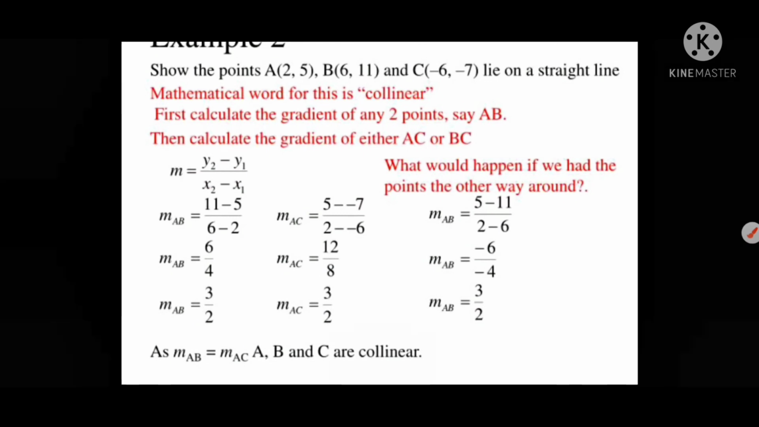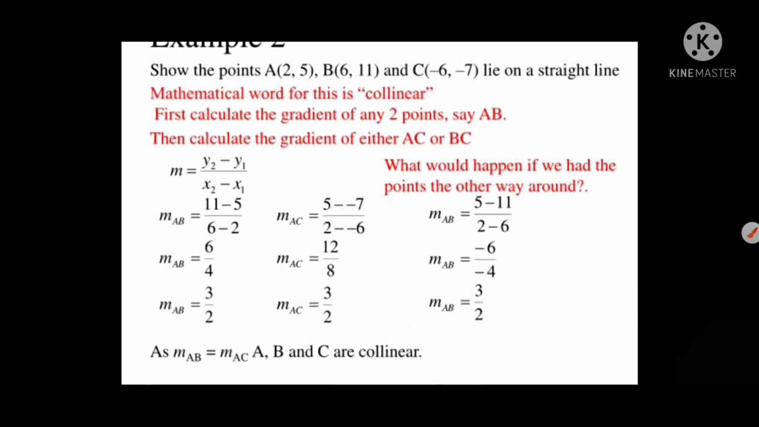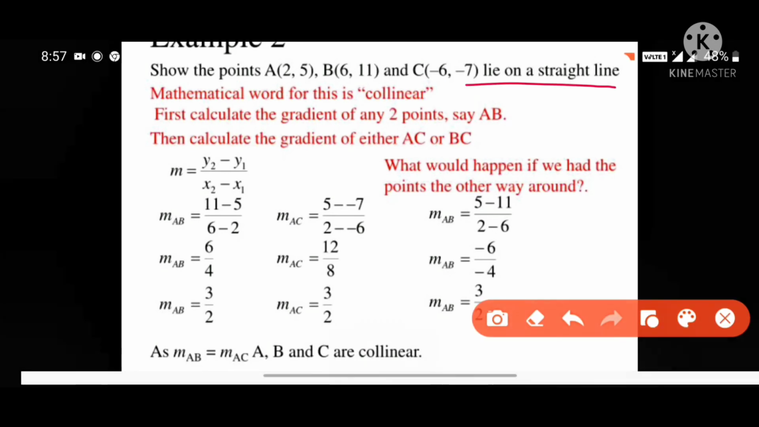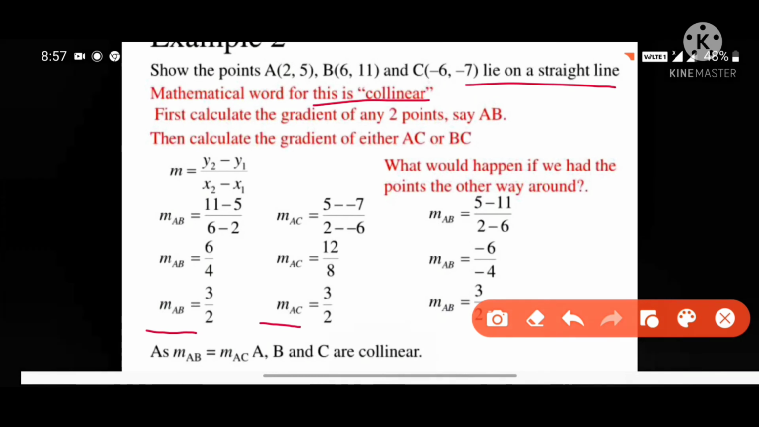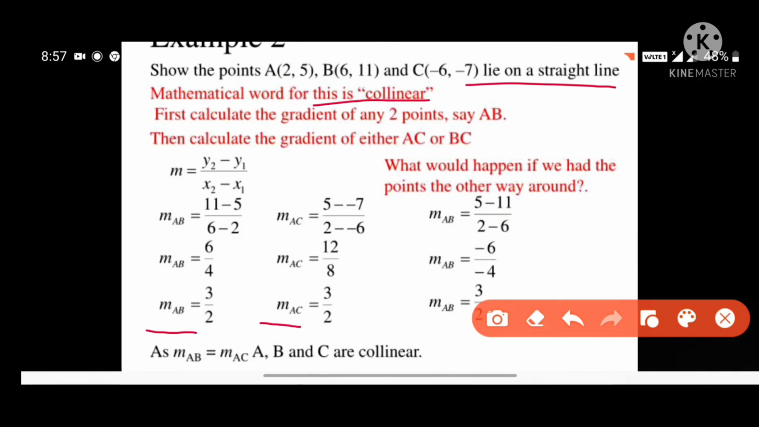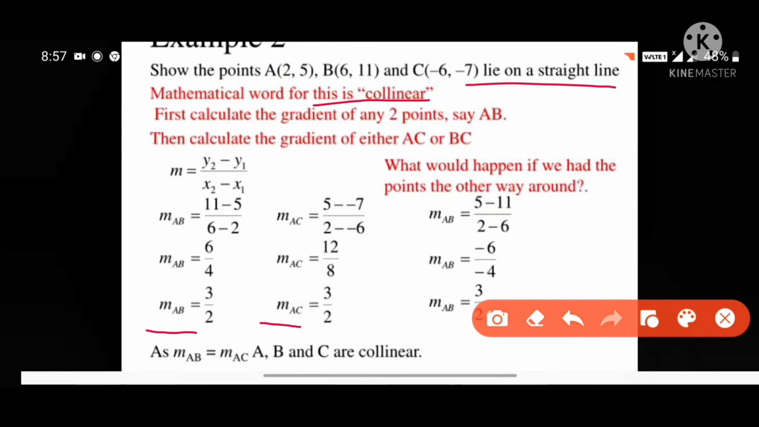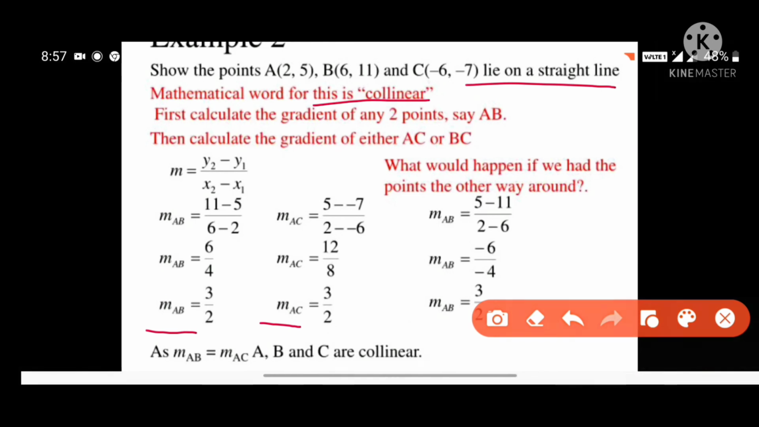Next, show that the points A (2, 5), B (6, 11) and C (-6, -7) lie on a straight line. Lie on a straight line means these 3 points are collinear. For this, we have to prove that the gradients of these lines are equal, that is gradient of AB is equal to gradient of AC.